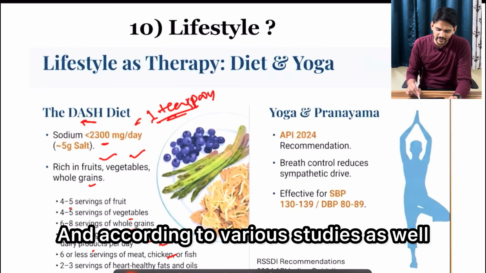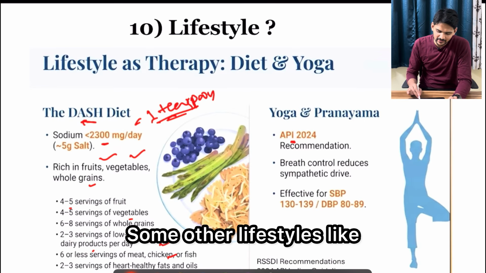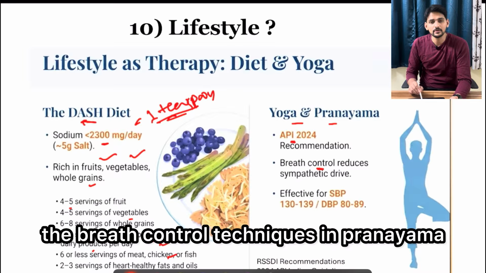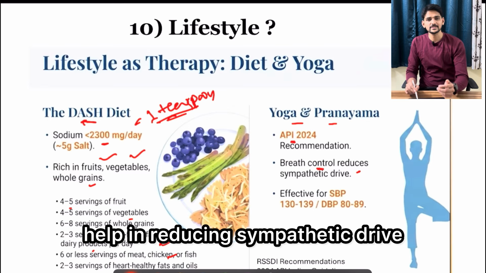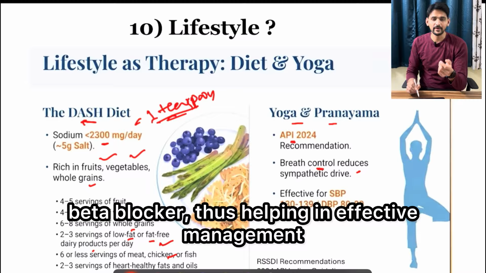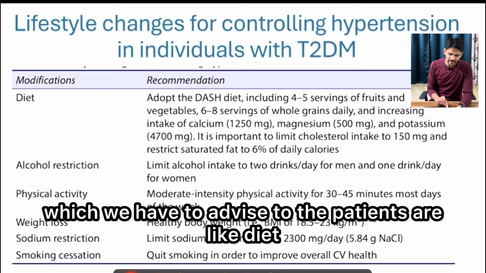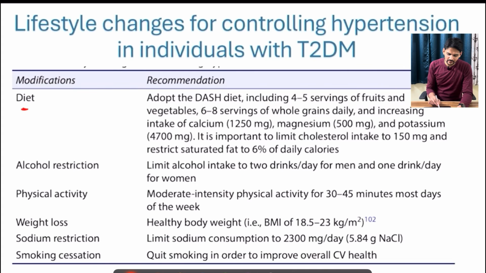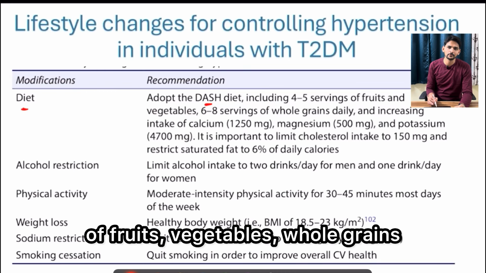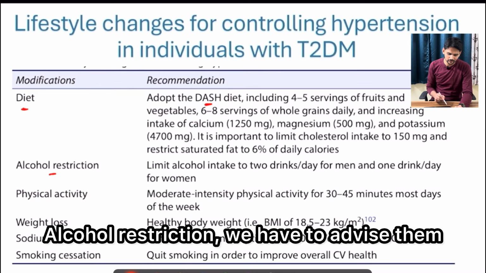And according to various studies as well as API recommendation, some other lifestyles like inclusion of yoga and pranayama. As we all know, the breath control techniques in pranayama help in reducing sympathetic drive, which will obviously act as beta blocker, thus helping in effective management of blood pressure. So overall, the lifestyle changes which we have to advise to the patients are like diet. As mentioned, DASH diet should be advised, which will mainly focus on increased intake of fruits, vegetables, whole grains, and restricted salt intake. Alcohol restriction, we have to advise them.